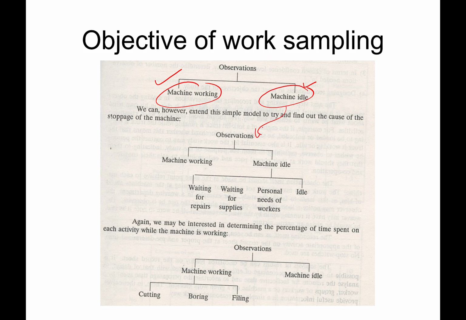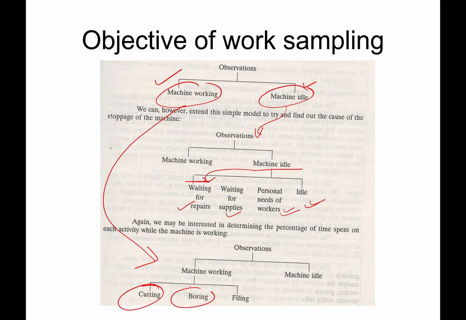So when we are interested in what the idleness is due to, then we can see, okay, the machine is idle. Then you can also try to determine the percentage of occurrence due to certain things. So the machine is idle due to repairs, lack of supplies, or the workers' personal needs, or it is idle without any reason. And when the machine is working, then also you can say what is being done by the machine. Depending on the kind of job being done by the worker or the machine, that can be classified, and its percentage can be determined.